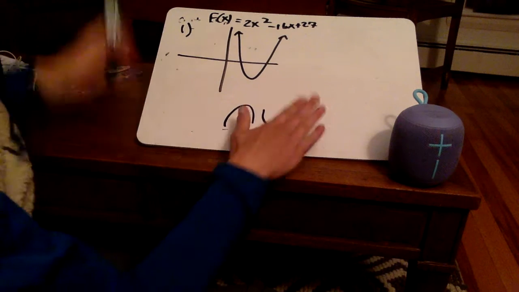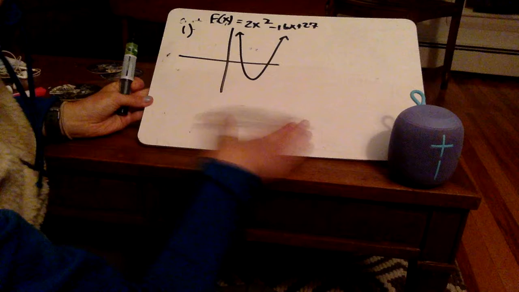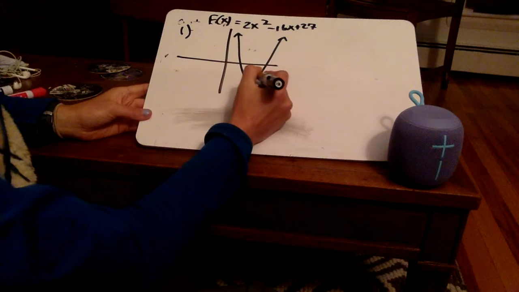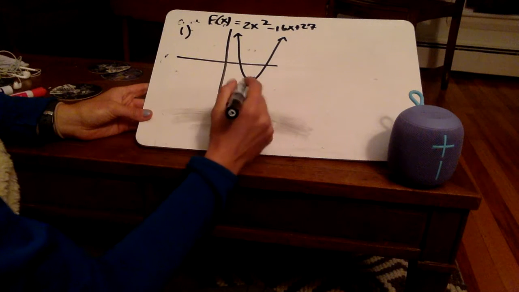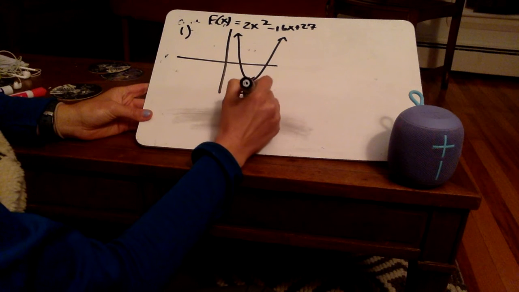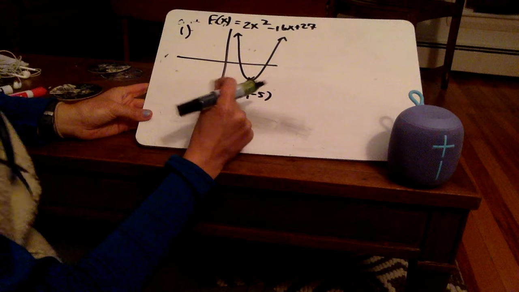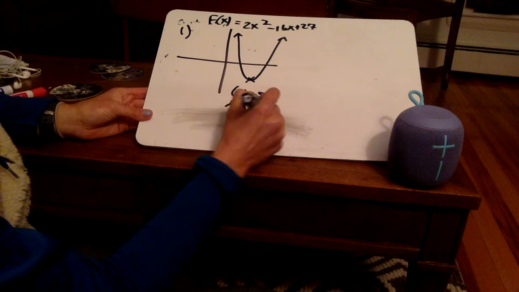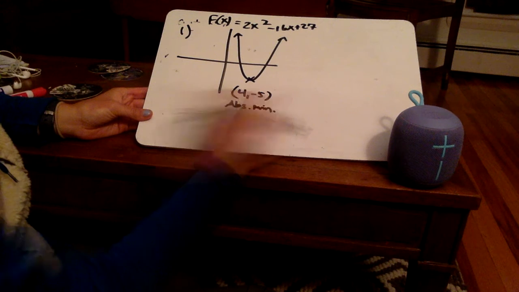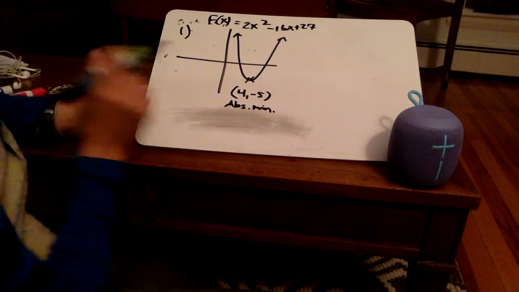We have the positive quadratic that we're dealing with here. So my absolute minimum would be located at this point here. And this is at point 4, negative 5, if you counted out the squares correctly on your graph. And I'd write that as absolute min. You guys can abbreviate if you want to.